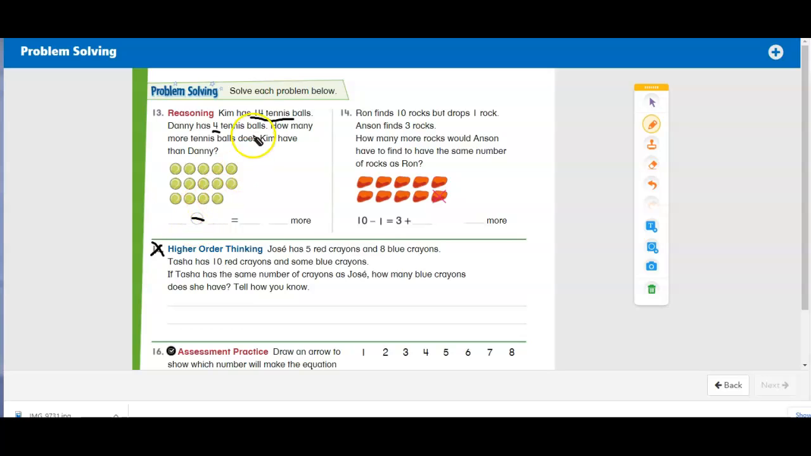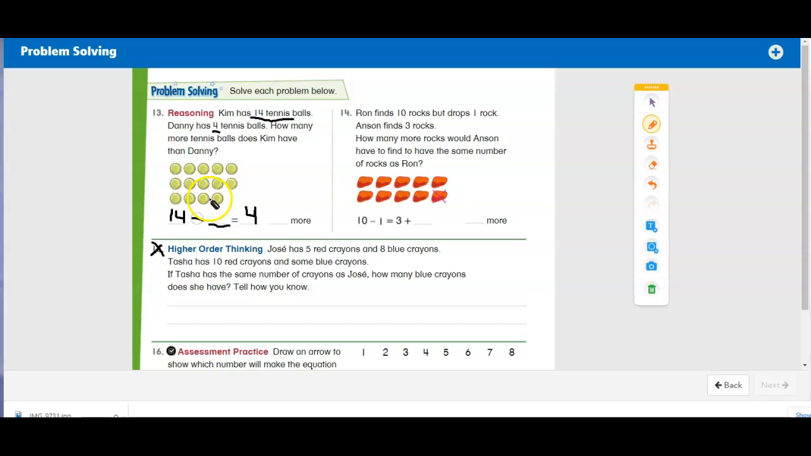So we know that Kim has a total of 14. So we are going to write 14 in our first blank because we write our total there. And then we know that Danny has 4 tennis balls. So we just want to know how many more does Kim have? So Danny has 4. We know that. So we are going to write our part that we know after the equal sign because we want to find the missing part. So on number 13, we want to find what is the missing number.